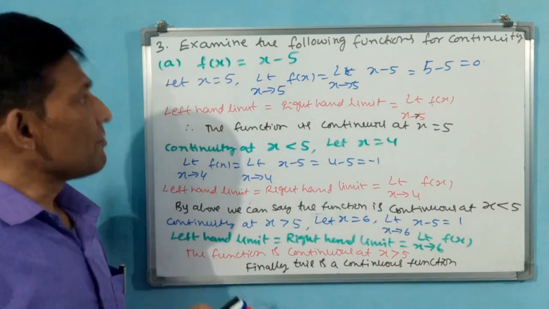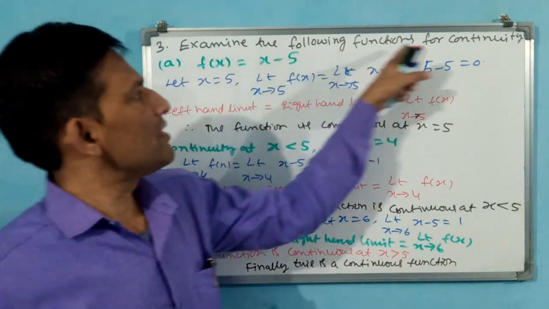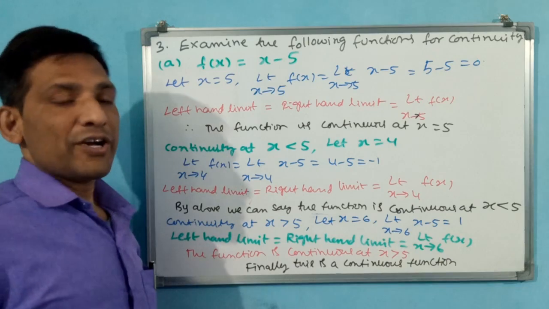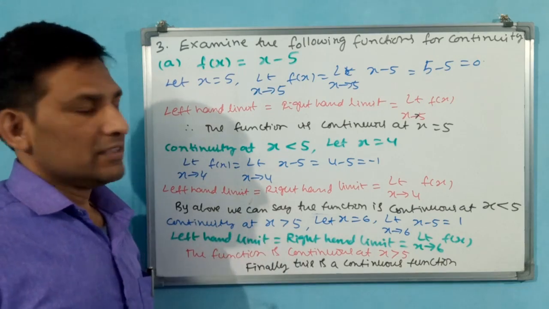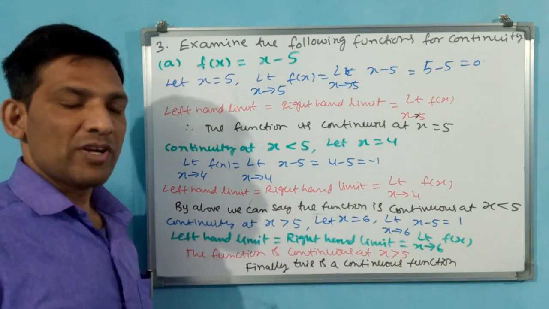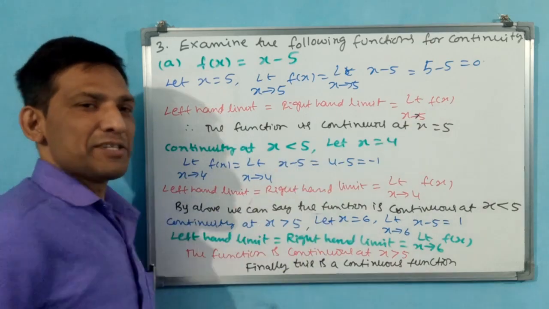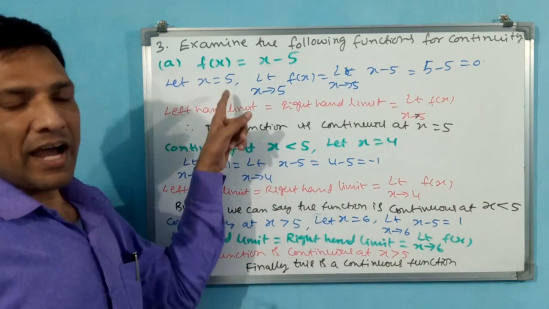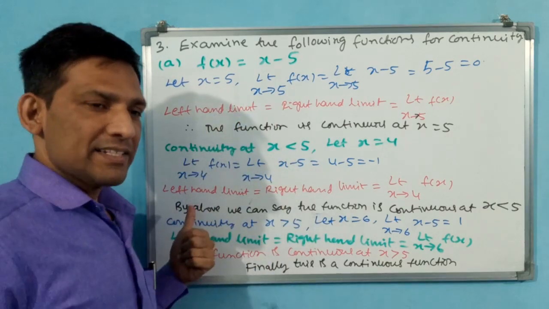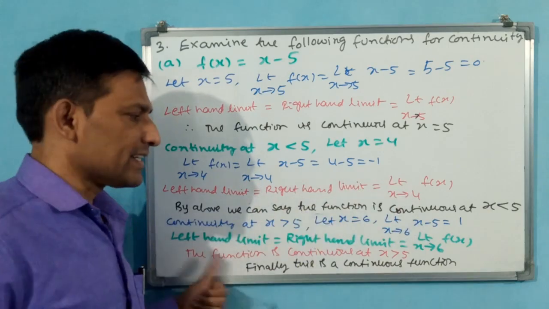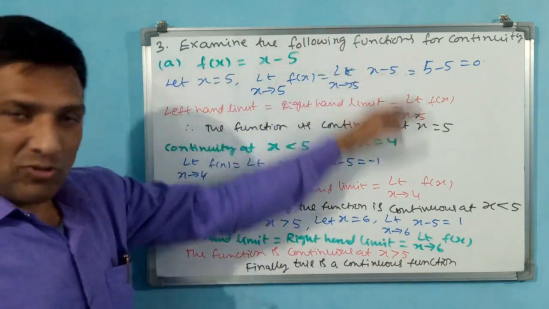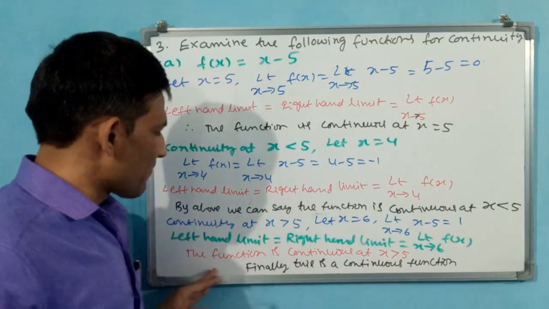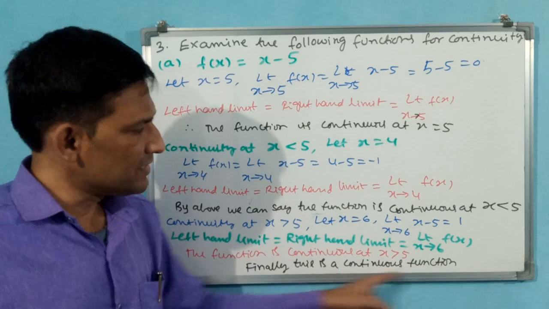You understand? Why? Because they are asking us to examine the continuity of the following functions. We have examined. Examination means not with one single step; examination will be like this only. Two or three steps we have to take. We have taken three steps: at x equal to 5 is one step, at x less than 5 is one step, at x greater than 5 is the third step. After examination, we confirm that this is a continuous function.